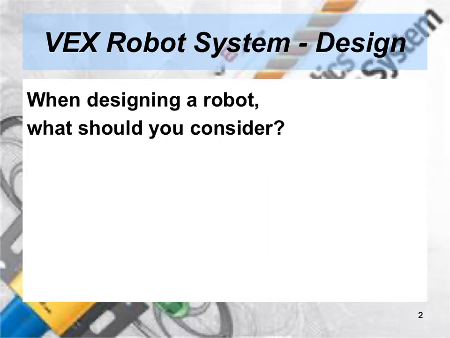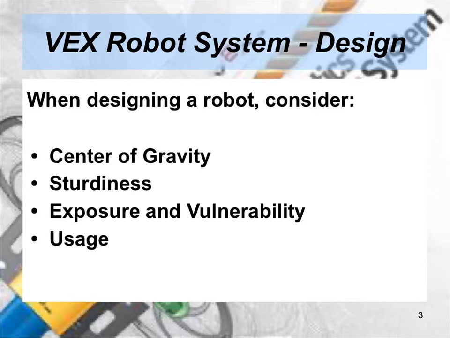So when designing a robot for an in-class competition or a competition, what are some things you should consider? While there's a lot to consider when designing a robot for a competition, there are 4 things that I want to discuss today. The first one we'll discuss is center of gravity, then sturdiness, exposure and vulnerability, and lastly, usage. By keeping these 4 things in mind when you design a robot, your robot will be successful.